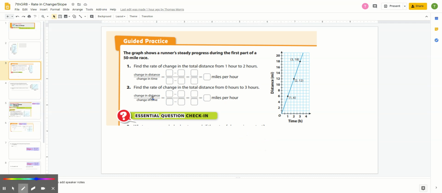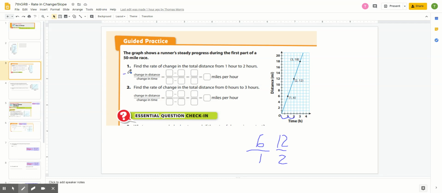We have a runner's steady progress during the first part of a 50-mile race. So here it is at 0, 0, and after 1 hour of running, they have gone 6 miles. So 1 hour is on the bottom, and then they went 6. Now, if this is a true rate that's constant, it should count by the same. So after 2 hours, it should be 12, since 2 times 6 is 12. Let's see if that's true. Go over another hour to 2, and we are now at 12.